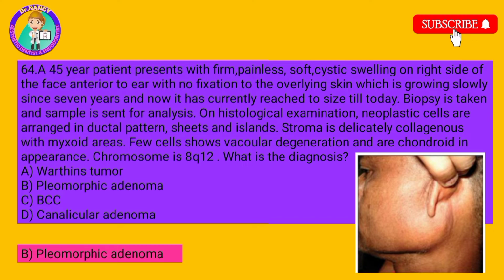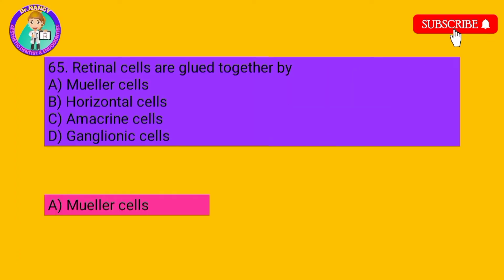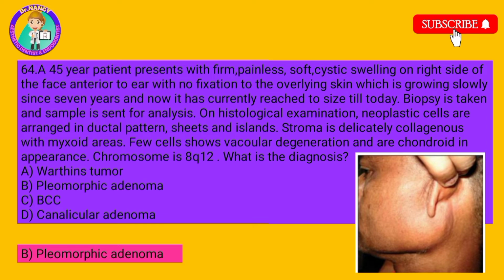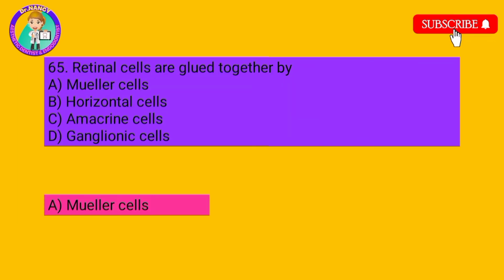On histological examination, neoplastic cells are arranged in ductal pattern, sheets and islands. Stroma is delicately collagenous with myxoid areas, and a few cells show vacuolar degeneration and are chondroid in appearance. The chromosome is 8q12. So what is the diagnosis? Warthin's tumor, pleomorphic adenoma, basal cell carcinoma, canalicular adenoma. Answer: pleomorphic adenoma.